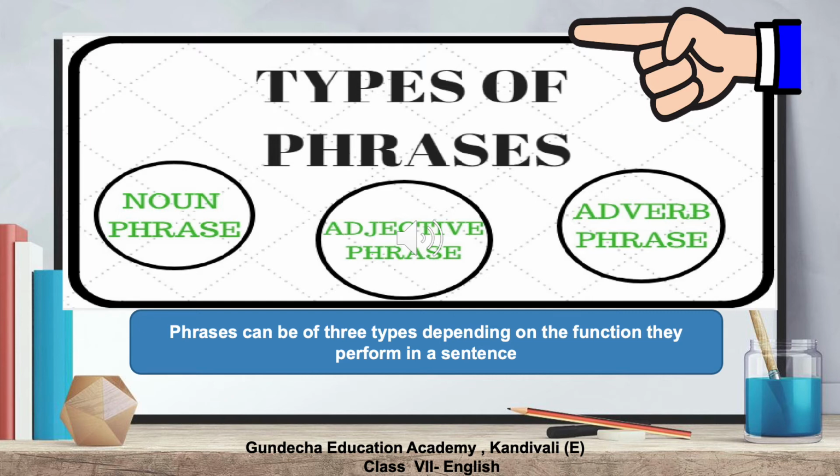Similarly, he looked at us in a meaningful way. So, how did he look at us? In a meaningful way. So, look is the verb, and how someone looked is being described as in a meaningful way. So, it is playing the role of an adverb. So, in a meaningful way is the adverb phrase.